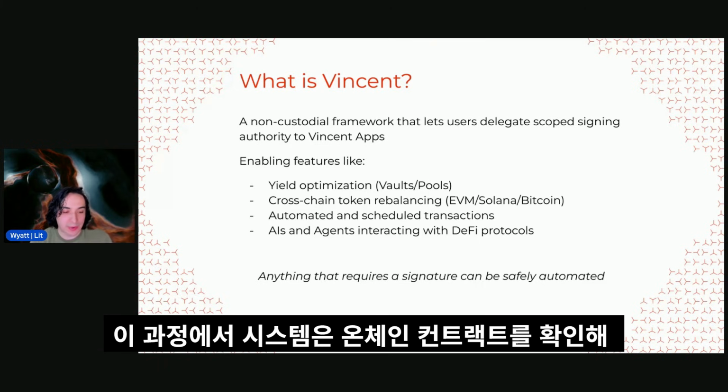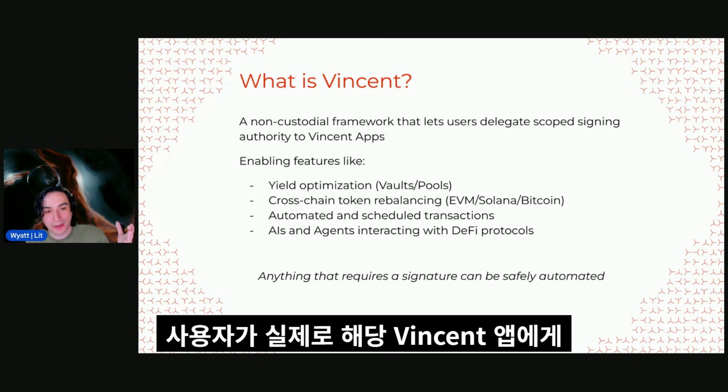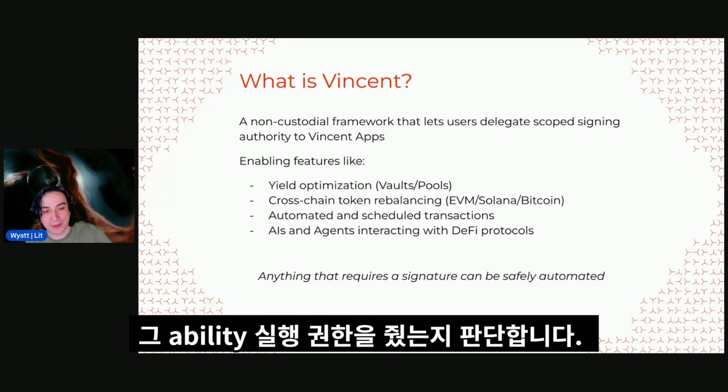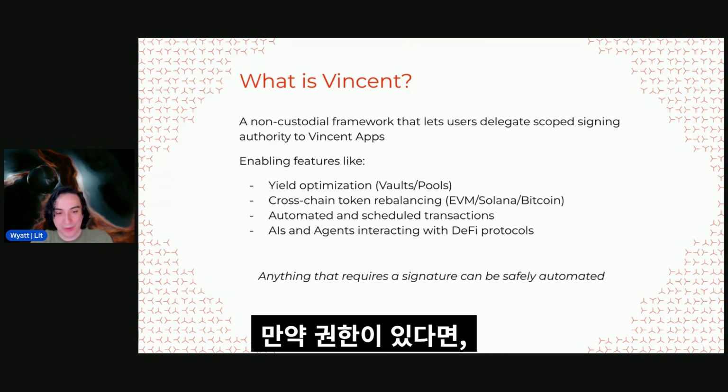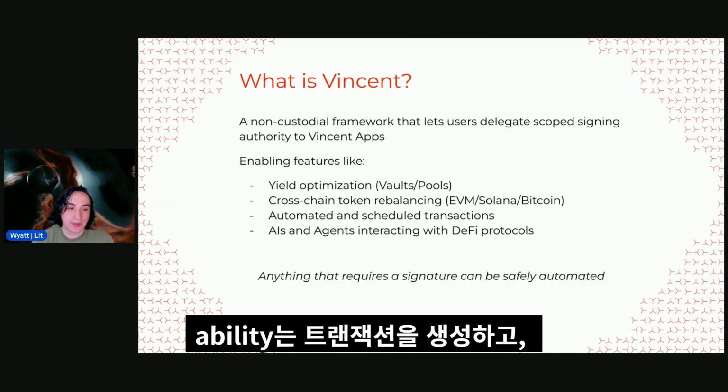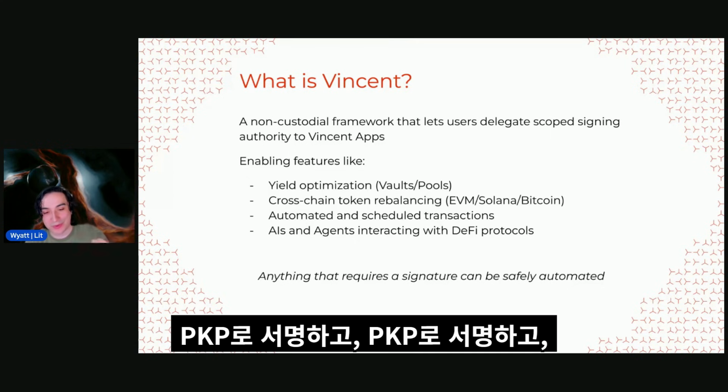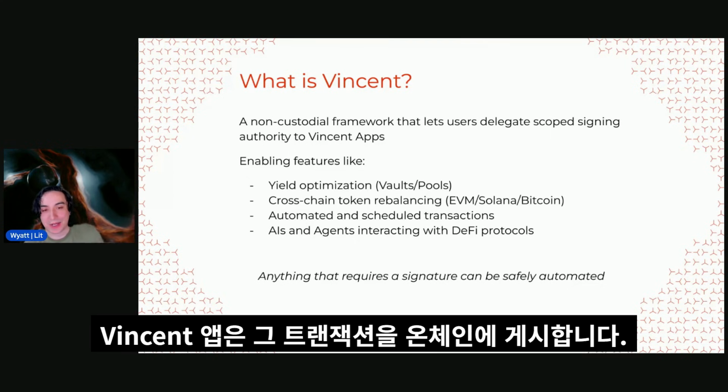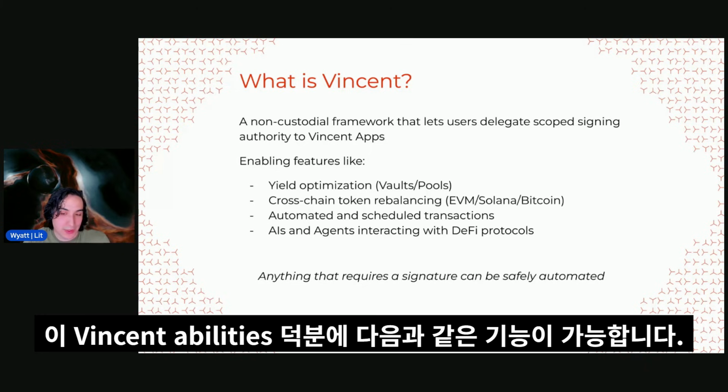And then part of these abilities will check on chain on a contract to see whether or not the user has actually given the authority for the Vincent app to execute these abilities on their behalf. And if that is true, then the Vincent ability creates the transaction, signs it with the PKP, returns back the signature, and then the Vincent app is free to publish that signed transaction on chain, interacting with other protocols that need to be interacted with.